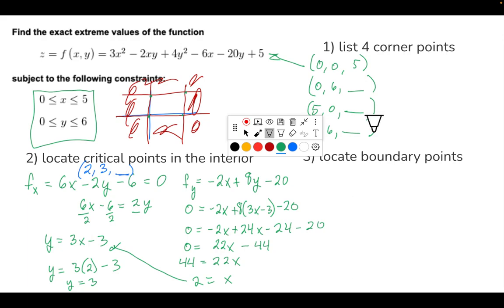Okay, but there's one more thing we need to find. We need to locate any boundary points. So these are boundary points, but they're corner points. They were the easy ones to find. The boundary points are a little harder because we have to use these formulas.